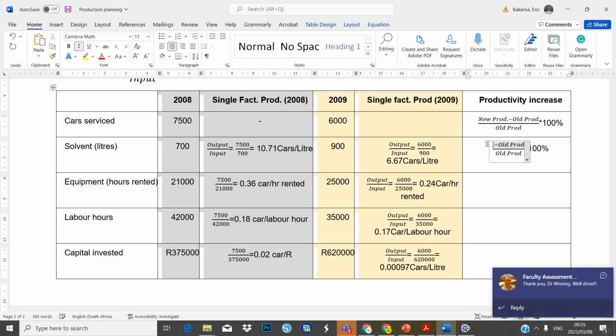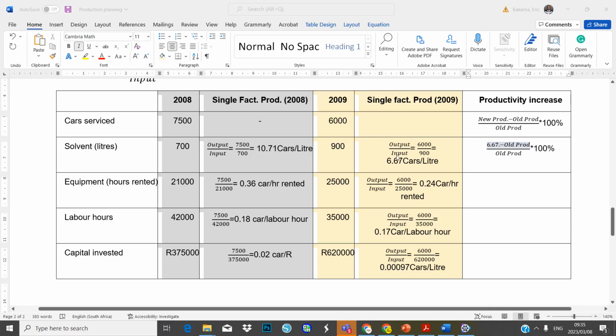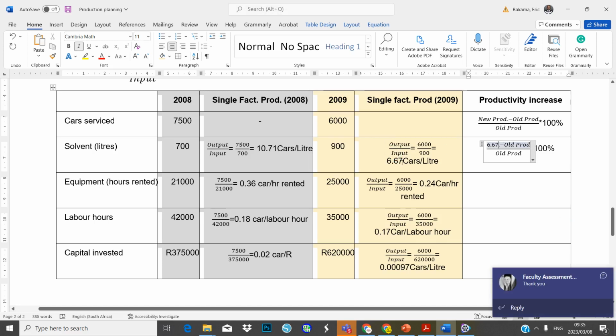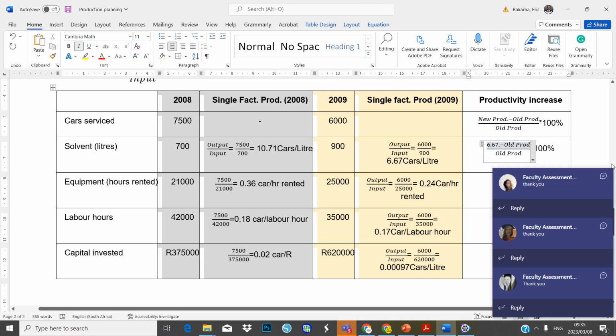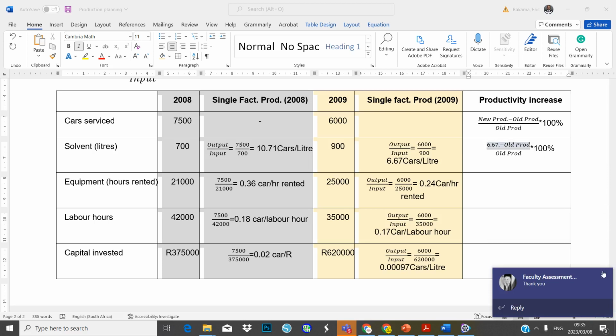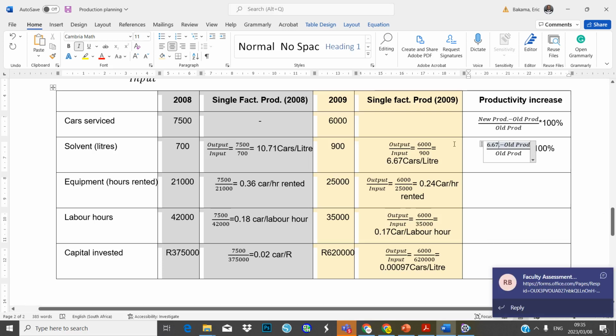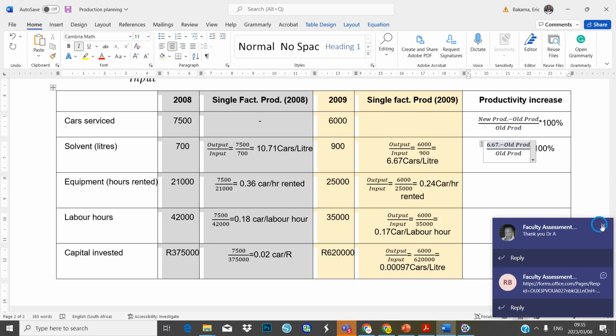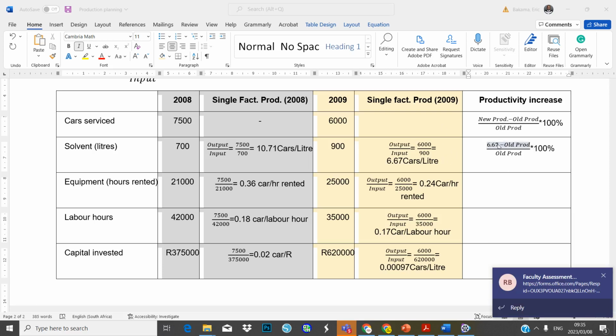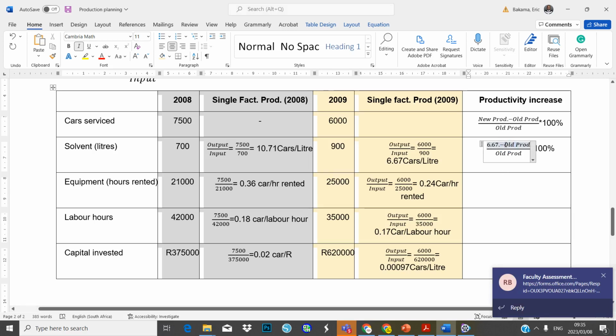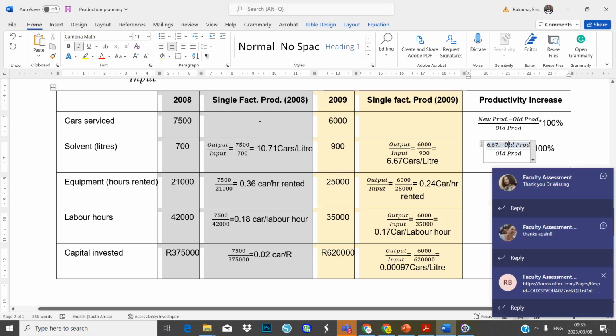Okay, so in this case, we have 6.67, which is the new productivity, minus the old, which is the one from 2008.